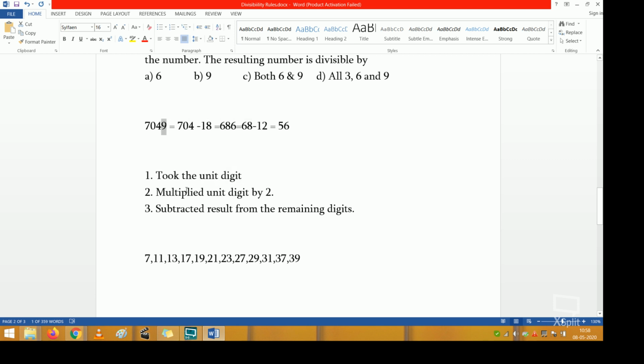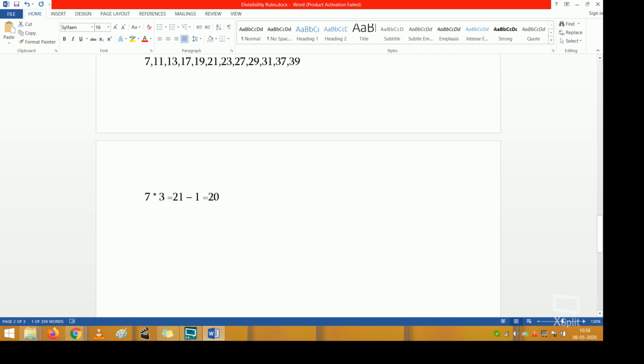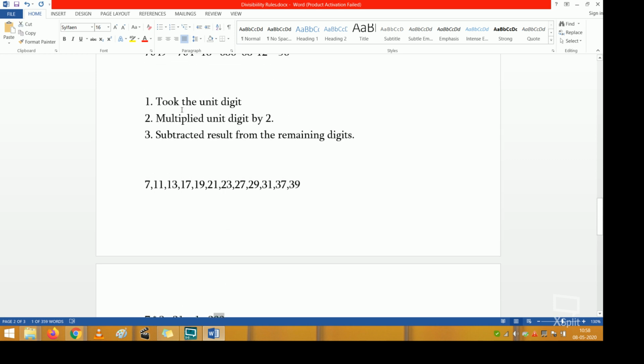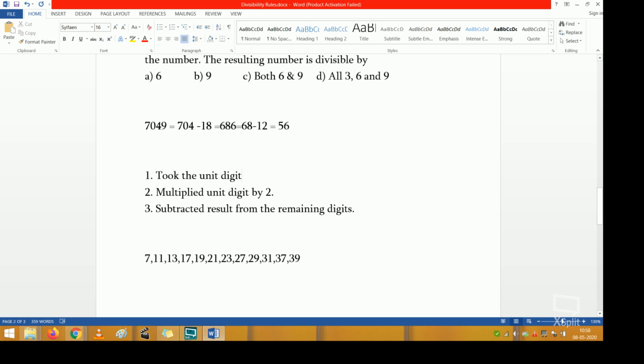Okay, so this 0 indicates that. Let's suppose we had 200. Now how many zeros are there? 2 zeros are there. So what we'll do is we'll take not just the unit digit, we'll take the unit digit and the tens digit. So we'll take 49. We'll take both unit digit and tens digit because we have double zero.